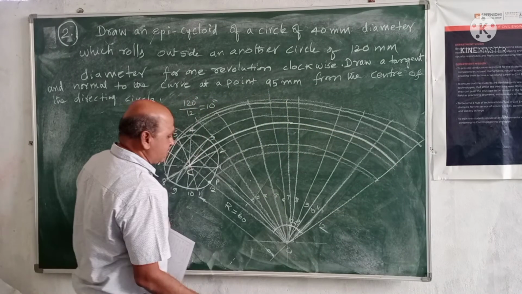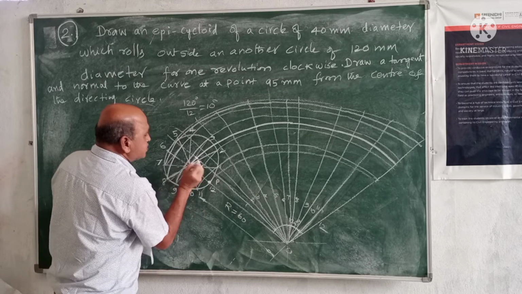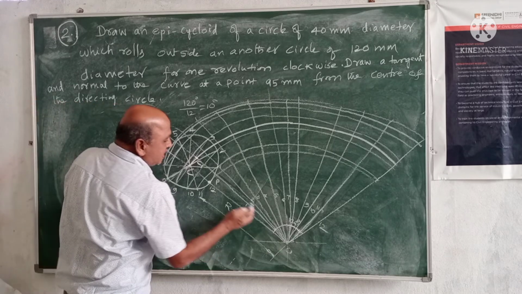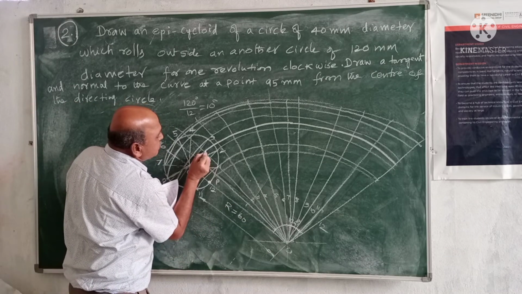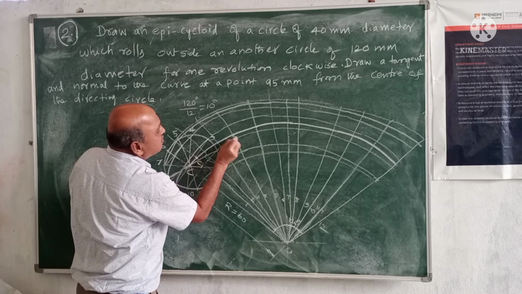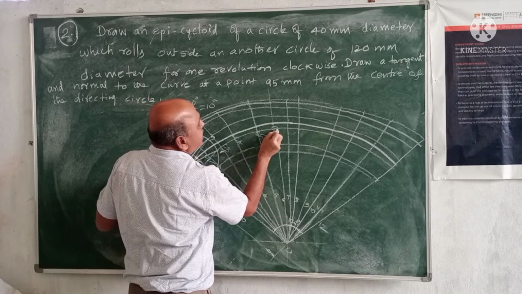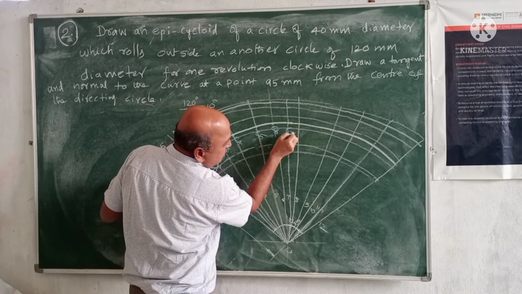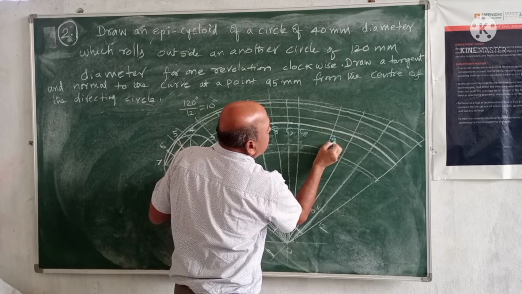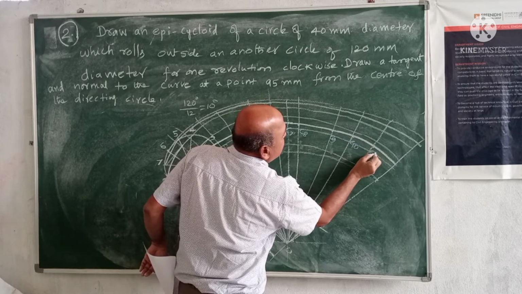So, now I am marking all the points. See here, it becomes C1 because the path of the center line is C1 which is there on 1. It is C2, C3, C4, C5, C6, C7, C8, C9, C10, C11, C12 like that.